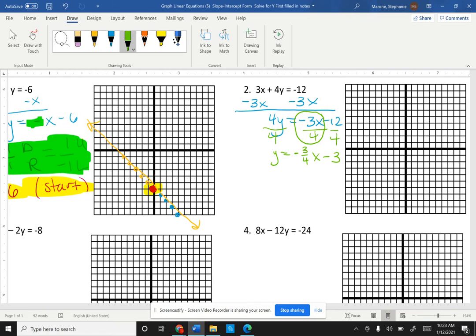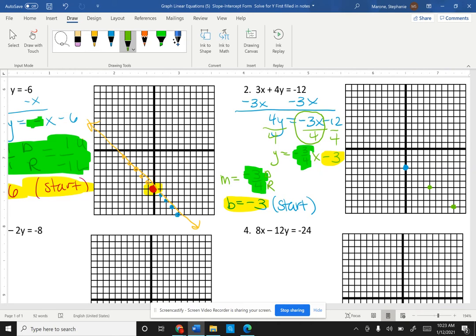So now I'm going to graph that. My slope is negative 3 over 4, and the y-intercept is negative 3. That's where I begin. And my slope is negative 3/4, which is the number with x. And that's where I go from there. So to graph the y-intercept, I go down 3. And then from there, I move with the slope. So I'm going to go down 3 and to the right 4 because it's negative 3 over positive 4.